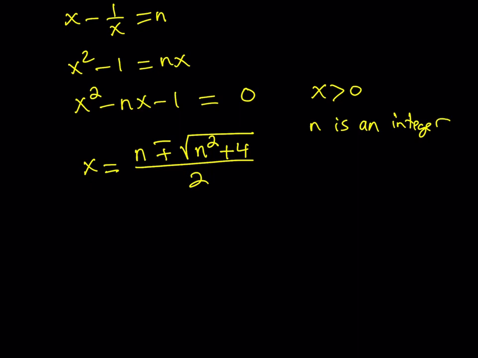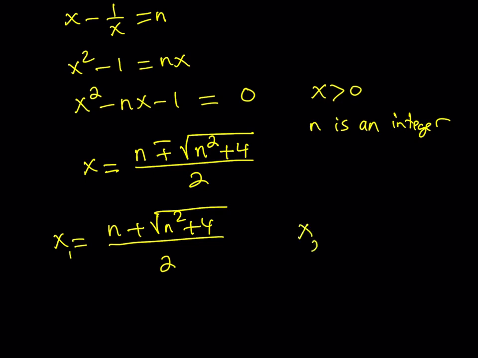Well, here's something that I want you to realize. First of all, let me split these into two equations because I need to look at them separately. There are going to be two solutions, x1 and x2: n plus or minus the square root of n squared plus 4, divided by 2. Awesome. Now, take a look at each one of these separately. If you look at x1, is x positive here? Well, n is an integer. If n is a positive integer, we're good.